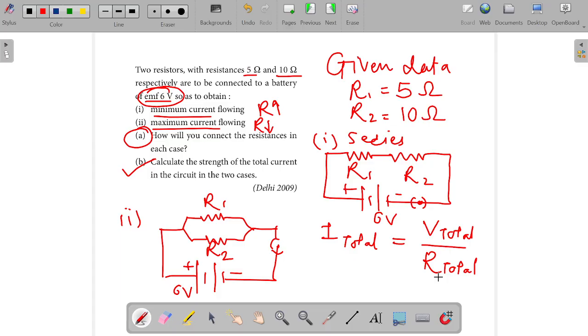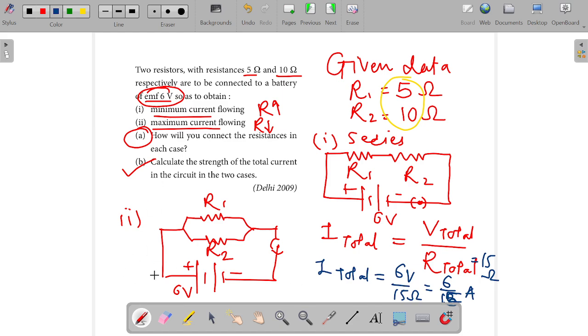Now we have to just calculate the R total, and as you know, series circuits are very simple, so we have to directly add them up. The value of the total resistance, by adding these two, we will get as 15 ohm. So we will get the total current in the series one, that means the first case, equals 6 volt upon 15 ohm, which gives the answer in rational number form as 6 by 15 ampere. So it's quite easy.